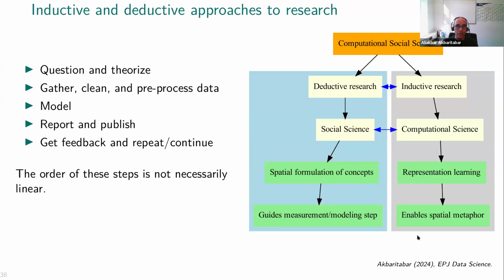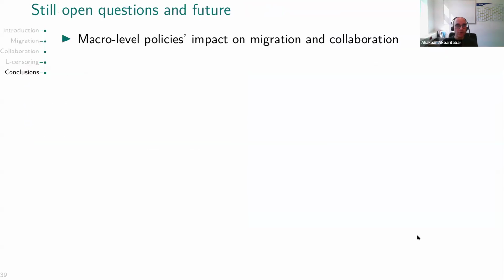So here I hope I have given you some examples of both of these types of deductive and inductive research. And what can happen next is that there is still a lot that has not been done. One is the macro policies that, for example, different countries put in place to motivate migration and collaboration.